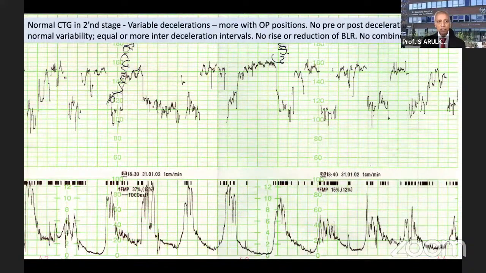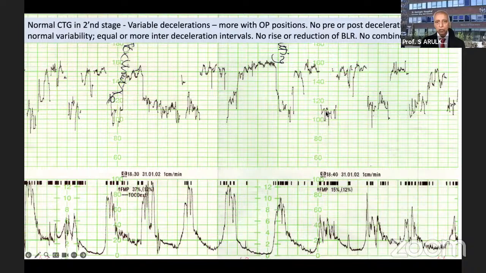Now, the other common feature which is normal in the second stage is variable decelerations, but there's a different pattern to the variable decelerations. If you observe very carefully, the baseline rate is seen and it drops, but it stays at another rate for at least 1 minute or 60, 70 seconds before it goes up. And these decelerations are due to head compression, due to occipito-posterior position. If it is due to cord compression, there will be a shouldering of the deceleration followed by a V-shape rather than a horizontal wedge here.